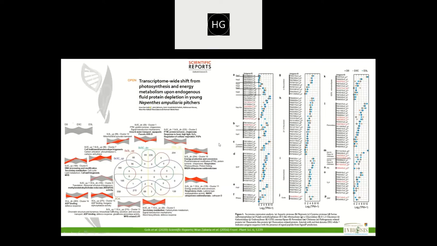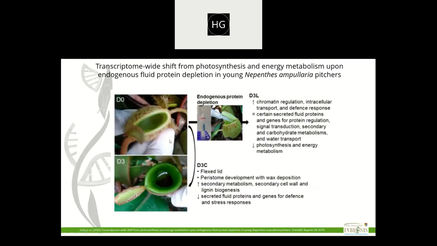We basically filter out the protein and put back the pitcher fluid and see what changes to the pitcher transcriptome during the process. And this is a summary that we found. Normally, so this is upon opening, where we collect the fluid, filter and put back. After 3 days, we collect again. You can see that after 3 days, the lid is flexed open, the peristome becomes fully developed, and all this is reflected by the transcriptome analysis. And also the wax biosynthesis genes are all upregulated. Okay, and then all the proteins related to defense and stress are all upregulated.